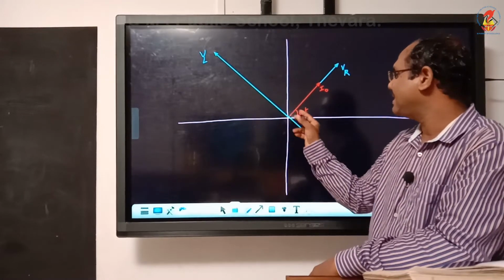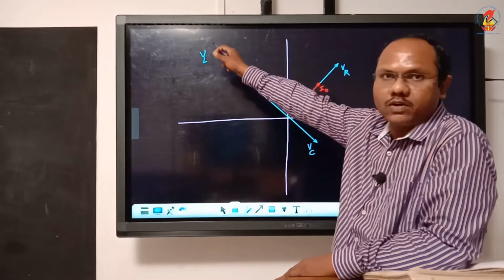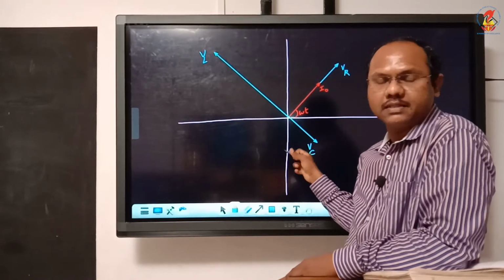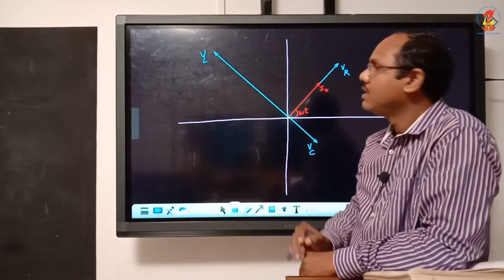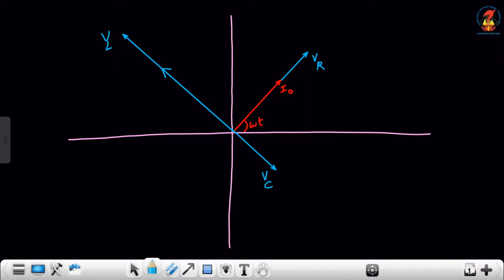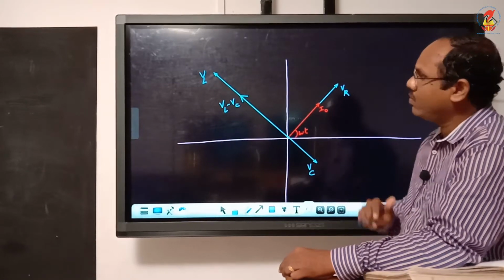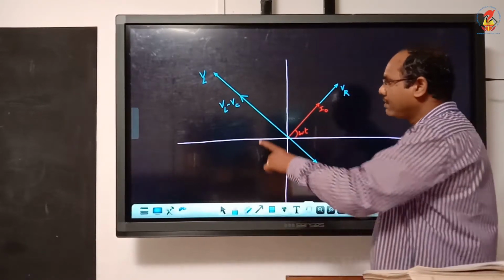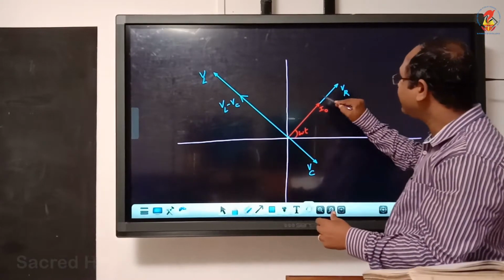And you can see that VL and VC are 180 degree out of phase. One is towards the first quadrant, one is towards the fourth quadrant. They are 180 degree out of phase. So I can subtract VL minus VC. So VL minus VC will be somewhere here. I put an arrow and I write here VL minus VC. Now you have seen, you have two things. The first vector is VL minus VC and the second vector is VR.